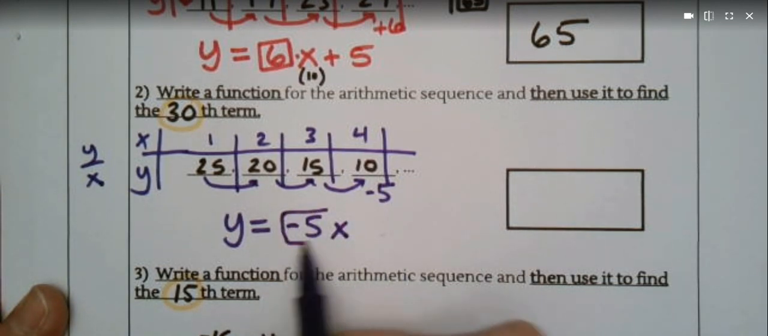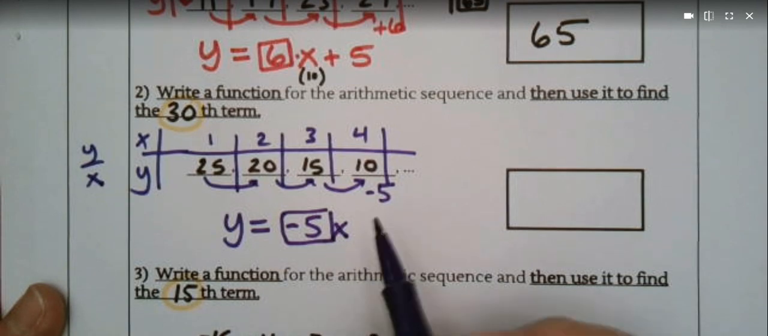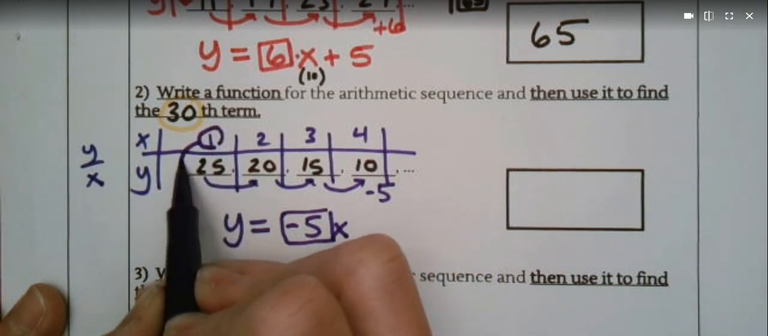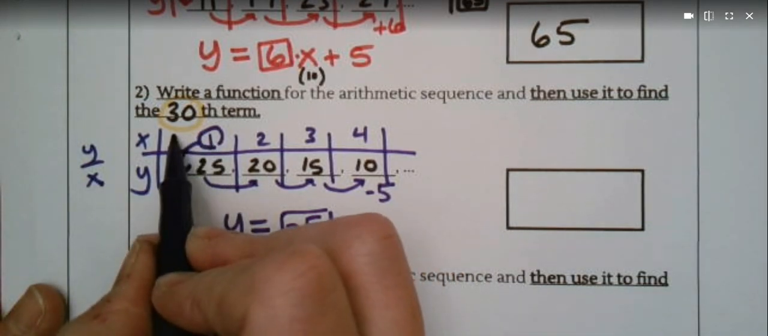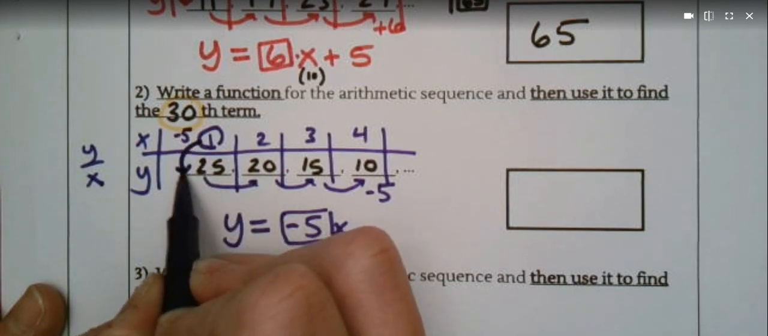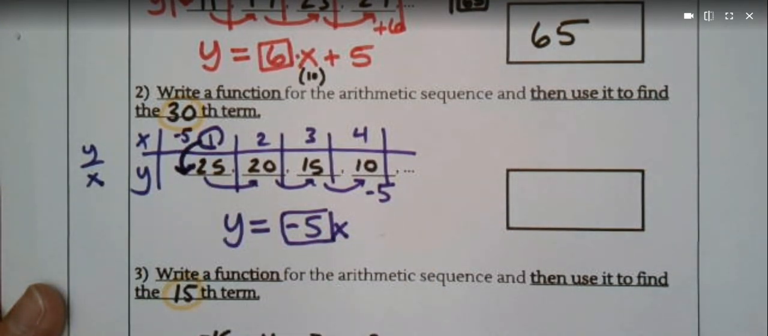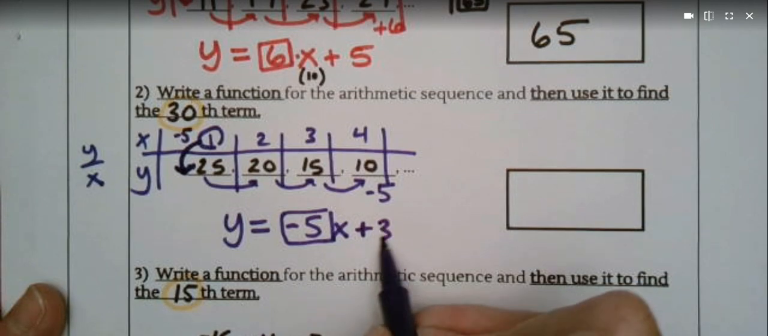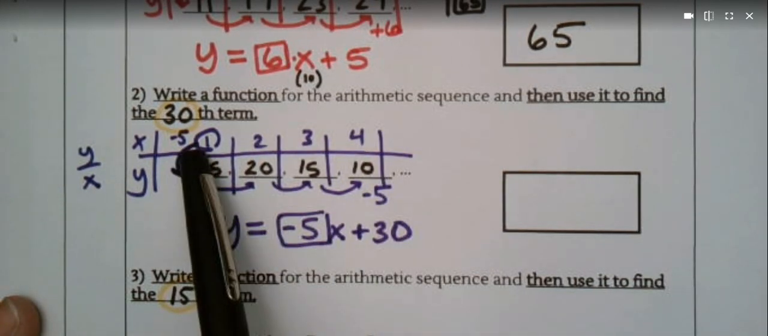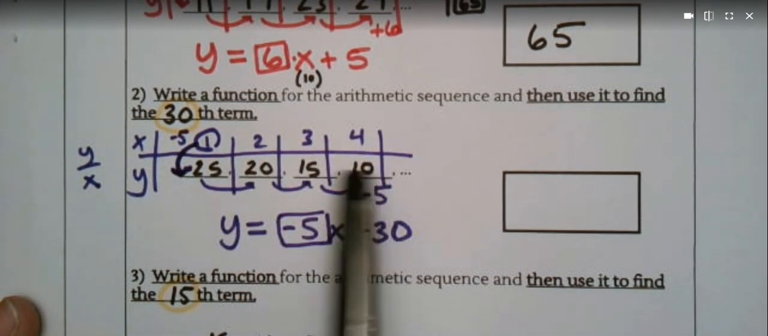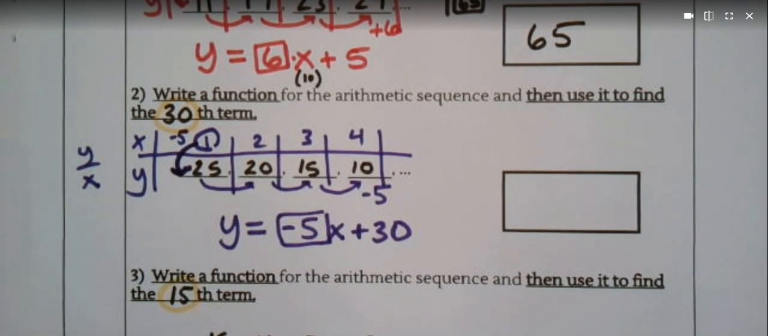Negative 5 times x. But do you just multiply the x by negative 5 to get across the table to y? If I multiply this by negative 5, I'll get negative 5. What do I still need to add to get 25? You're right, 30. Oh yes, there's our function rule. See, it's the same thing we've always been doing with tables. It's just you need to put the sequence into a table in order to do it.